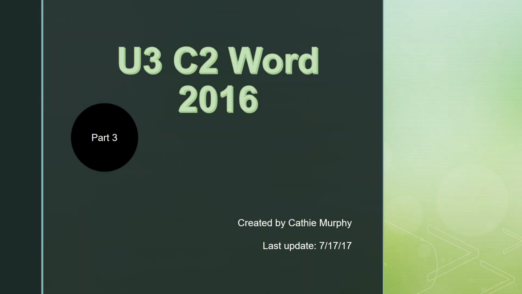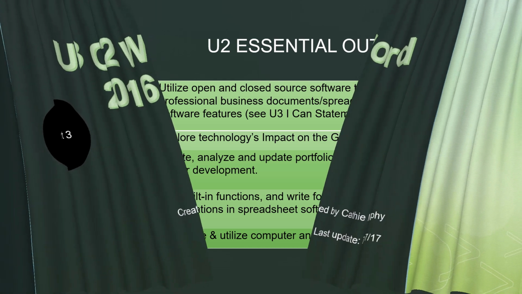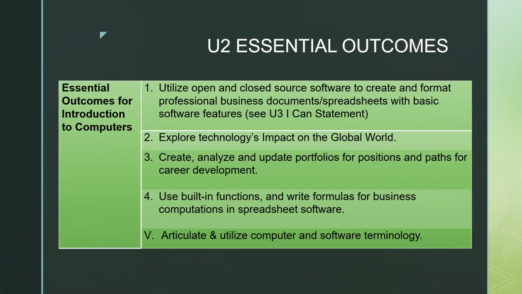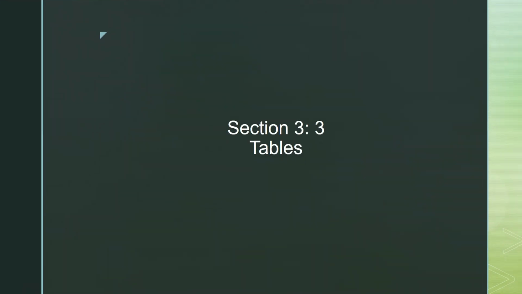Welcome back to Part 3, Unit 3, Chapter 2, Word 2016. The essential outcomes: you will be using open and closed source software, as well as creating portfolios for career development. In this section, we will be looking at tables.